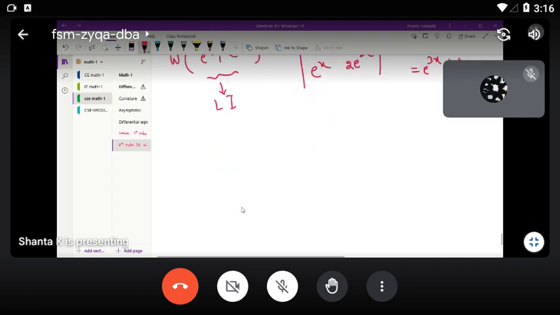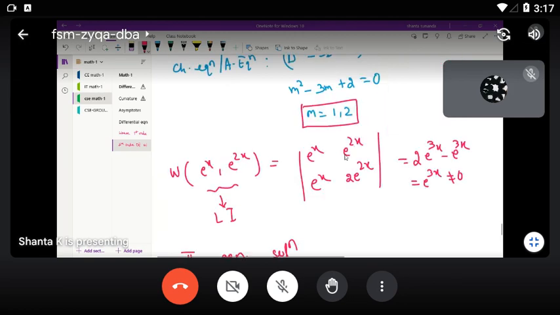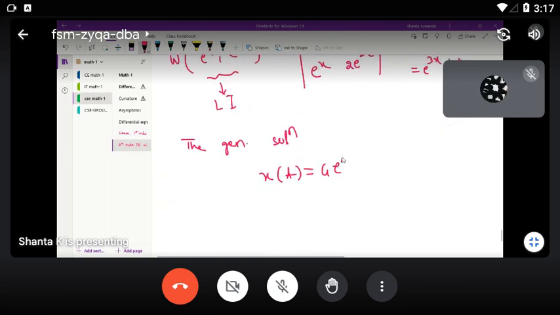So the general solution here will be, x I have written in terms of t. Okay, so this is the general solution.